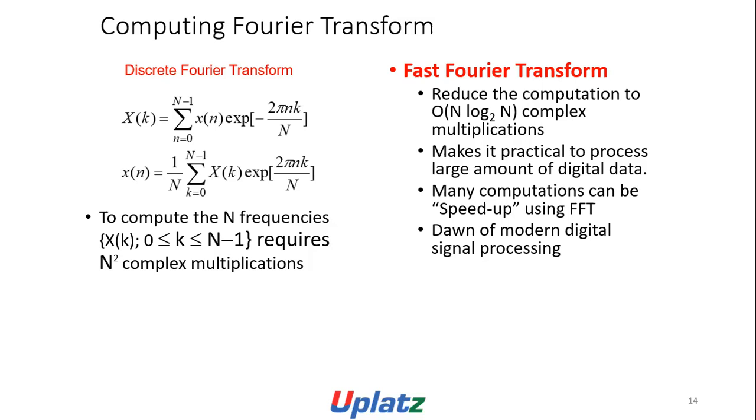To compute the N frequencies X(k), for k greater than or equal to 0 and less than or equal to N-1, requires N squared complex multiplications. The Fast Fourier transform reduces the computation to order of N log N to base 2 complex multiplications, making it practical to process large amounts of digital data. Many computations can be sped up using FFT in modern digital signal processing.